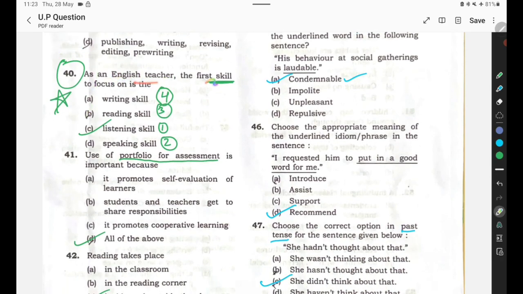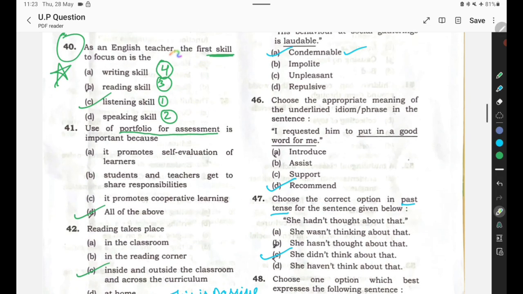As an English teacher, the first skill to focus on is listening skill. Look, most of you, as a teacher, will answer this as speaking skill, but actually it is not. As an English teacher, you should know that the first skill to focus on is listening skill, how the student is listening and all. And then the second comes speaking skill, the third comes reading skill, and at last comes the writing skill. Okay, these are all in sequence.